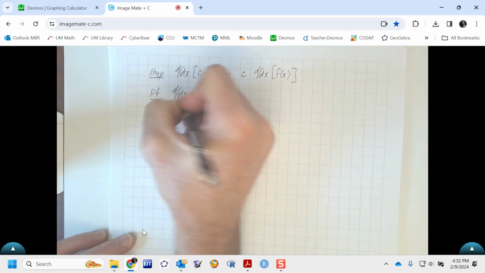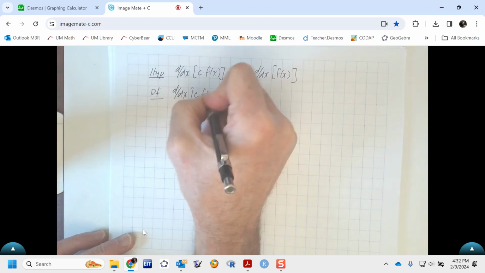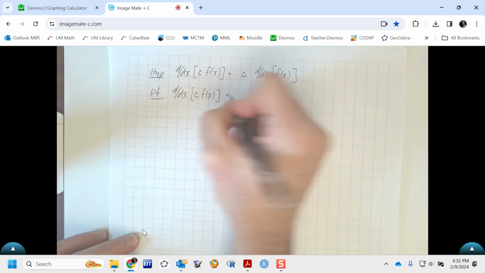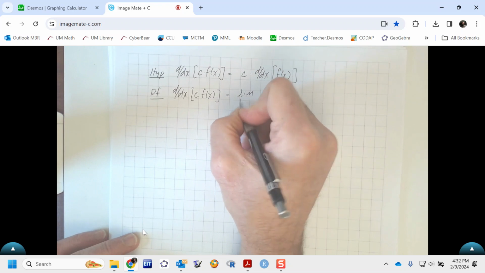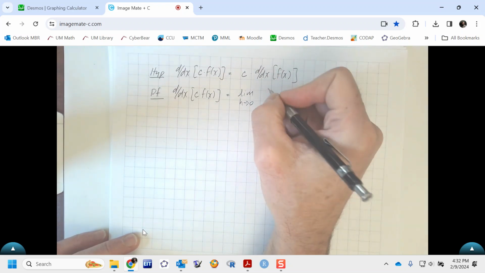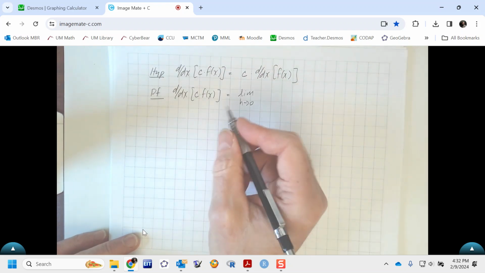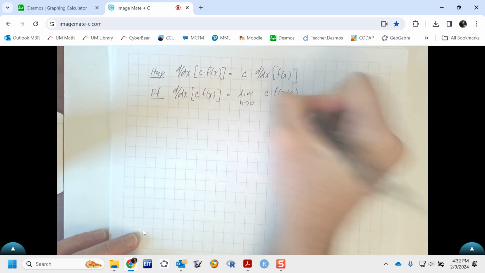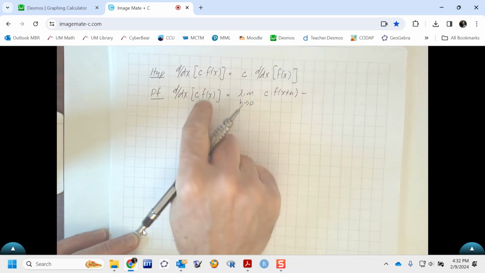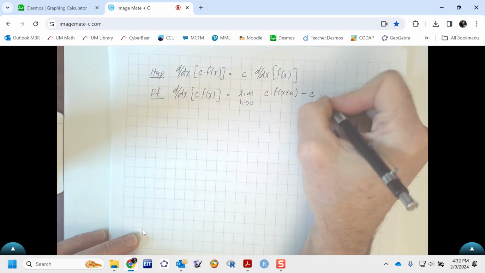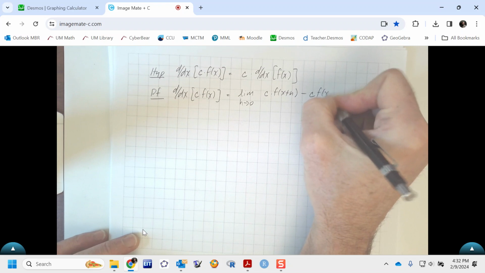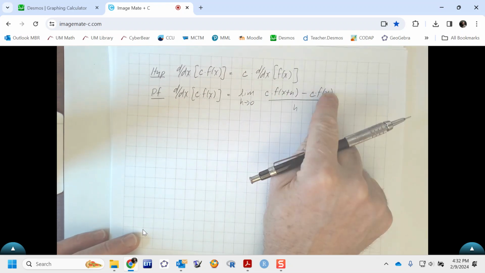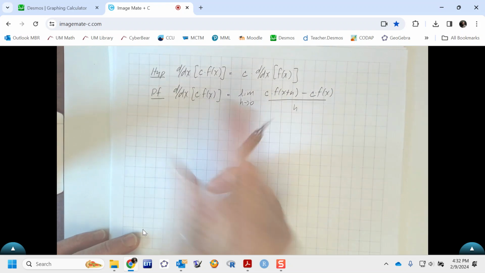D by dx of c times f of x. Well, let's just figure out what happens here. This will be the limit as h goes to 0 of the function evaluated at x plus h, so it'll be c times f of x plus h, minus the function evaluated at x, which is just going to be c times f of x, all over h. So in other words, this is the difference quotient for that particular function.